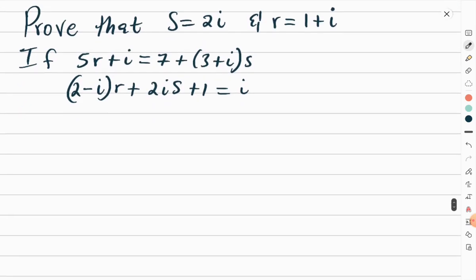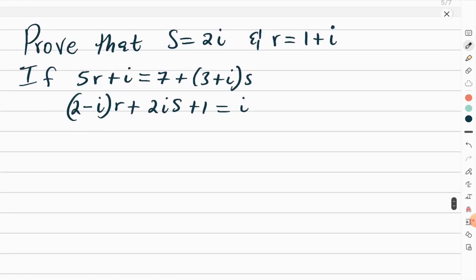Now let's say you have this information. They say prove that s is equal to 2i and r is equal to 1 plus i. So here you are working on something that is given, so you will know when you went wrong. Yeah, it's a bit complicated, this one, because it is not easy to run away from the fractions. But anyway, we are going to pull through because we have to do it.